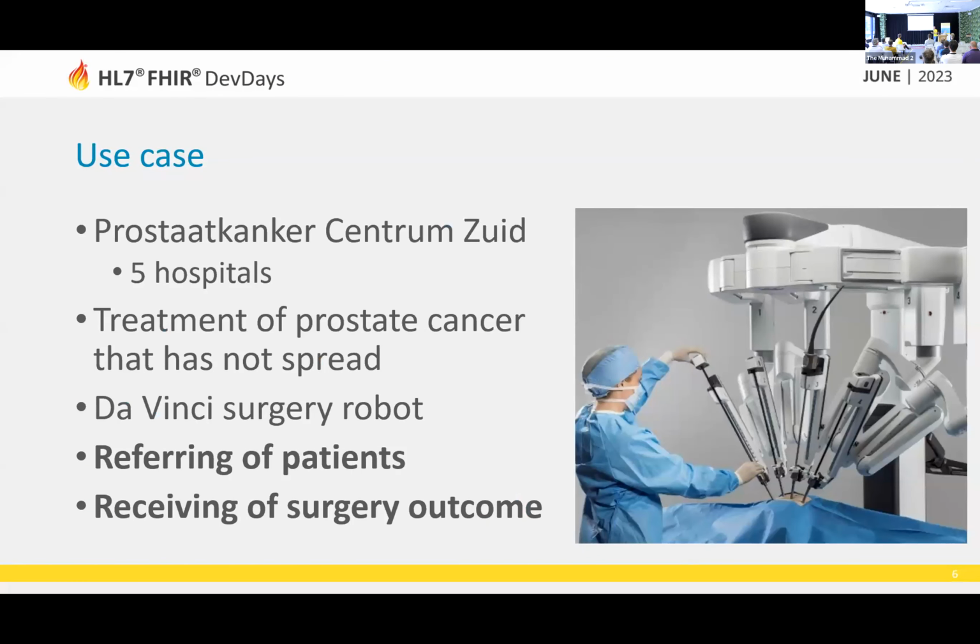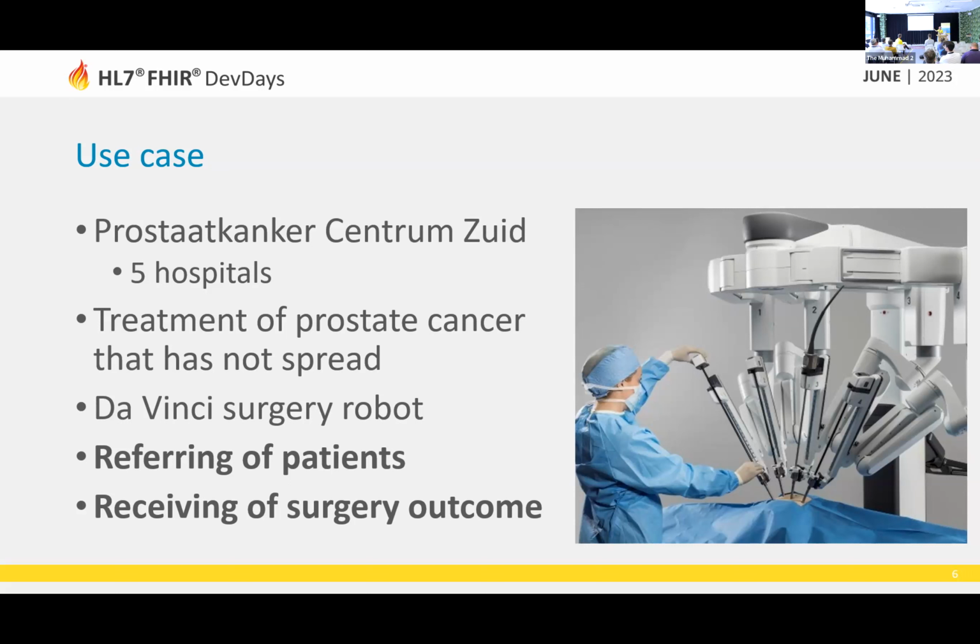The use case. There's something called a Prostaatkankercentrum Zuid. It's a center in the southern part of the Netherlands again, a participation of 5 hospitals, 2 of the ones I just mentioned. And what they do is they treat patients who have prostate cancer that has not spread. The reason that they concentrate this treatment is because of this quite intimidating device you see here on the right, which is called the Da Vinci surgery robot. It's very applicable for these kinds of treatments. It's very effective, but it's also very expensive and it requires training and upkeep of that training. So that's why these hospitals decided, let's take one center, there we treat these patients.